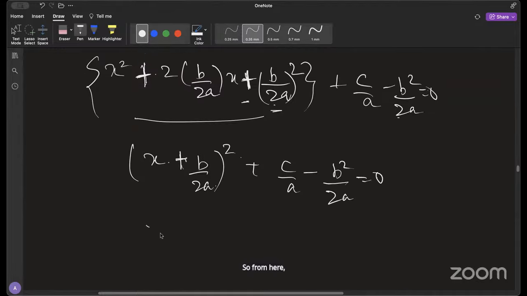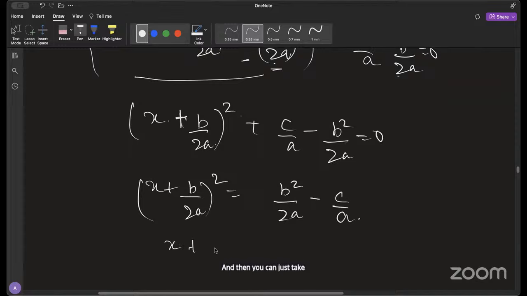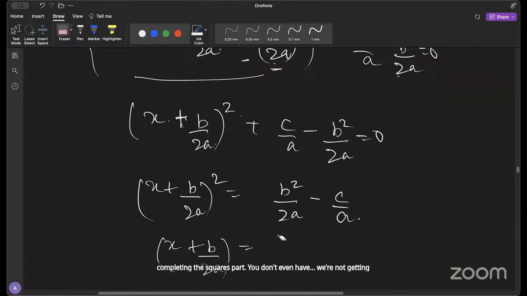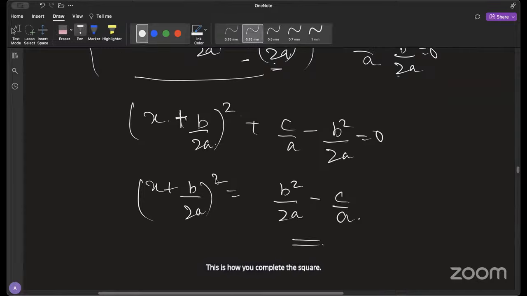So from here you will have x plus b by 2a whole squared equals b square by 2a minus c by a. And then you can just take the square root of these things. We're just trying, what we're doing here is just the completing the squares part. We're not getting into the roots right now. This is how you complete the square. You completed a square here. So b square by 4a square, that was our aim.